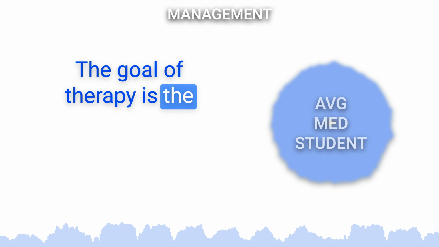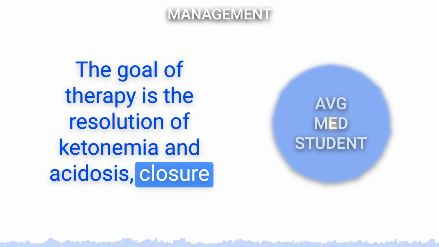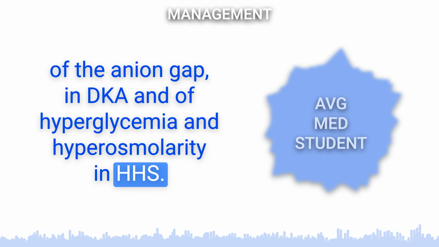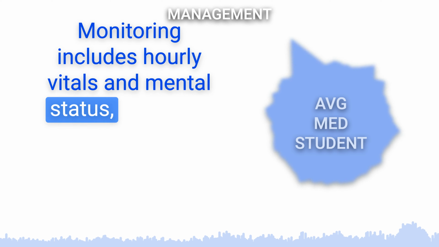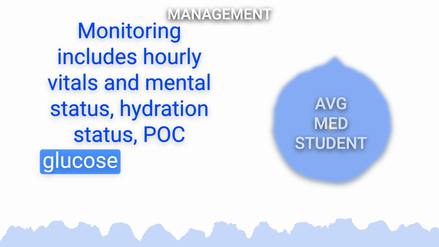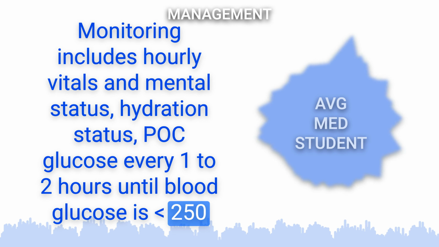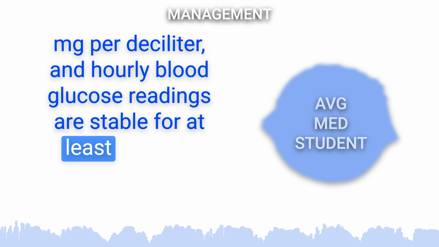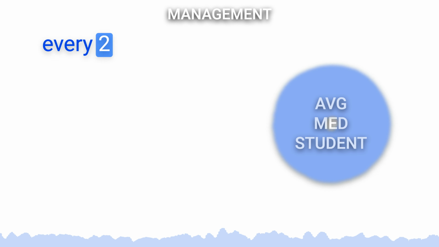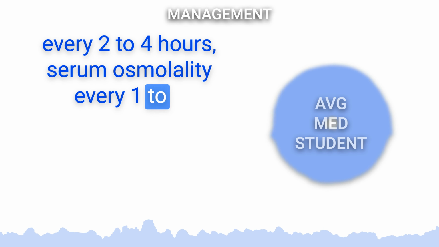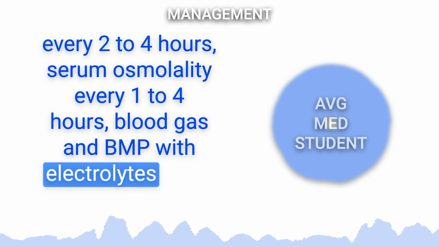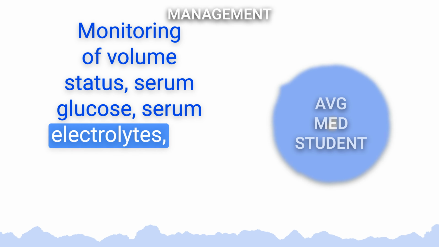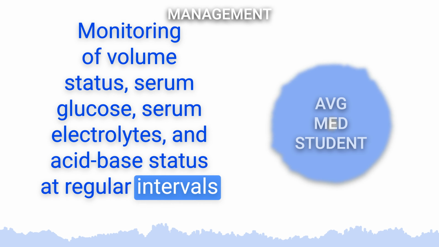The goal of therapy is the resolution of ketonemia and acidosis, closure of the anion gap in DKA, and resolution of hyperglycemia and hyperosmolarity in HHS. Monitoring includes hourly vitals and mental status, hydration status, POC glucose every 1 to 2 hours until blood glucose is lesser than 250 milligrams per deciliter and hourly blood glucose readings are stable for at least 3 hours. Then decrease monitoring to every 2 to 4 hours, serum osmolality every 1 to 4 hours, blood gas and BMP with electrolytes every 2 to 4 hours. Monitoring of volume status, serum glucose, serum electrolytes, and acid-base status at regular intervals is essential.